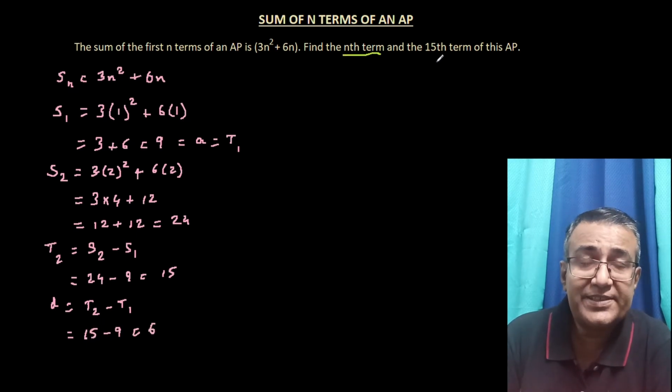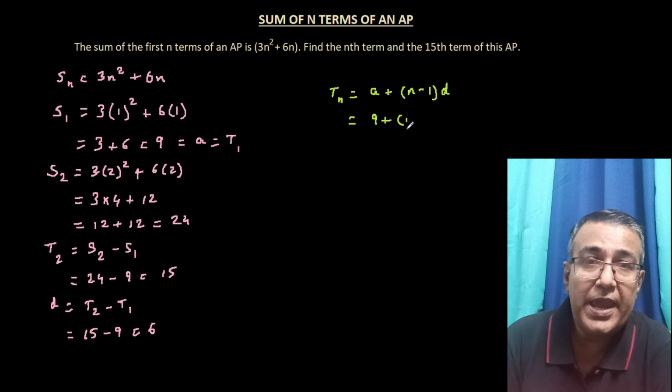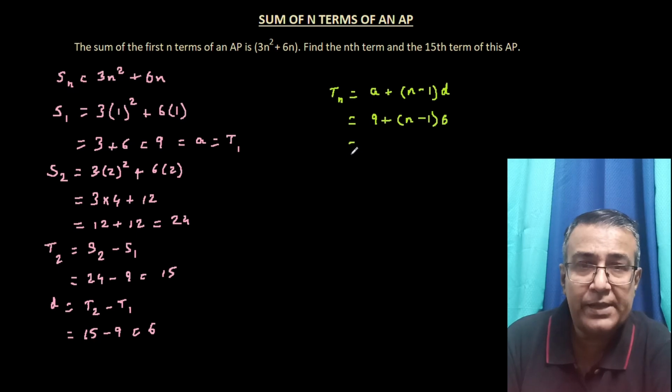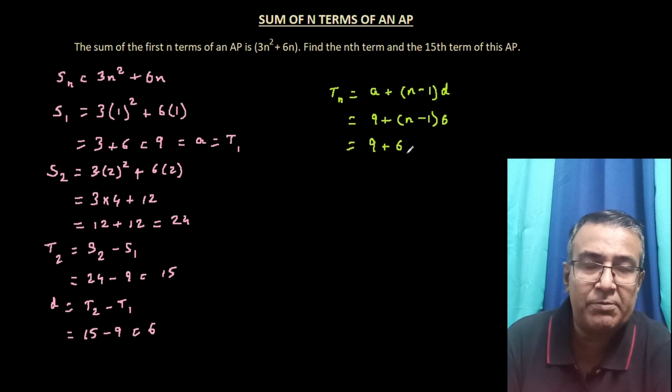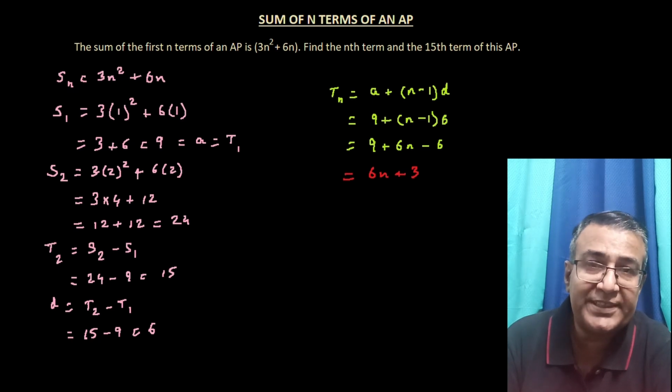And now, since we have to find the nth term of this sequence, we can just write the formula for the nth term, which is Tn is equal to a plus n minus 1 times d. Let's plug in the values. A in this case we know is 9, plus n minus 1. N we don't know, so let it remain as n minus 1, and d is the common difference, which is 6. Let's open the bracket, so we get 9 plus 6 times n becomes 6n, and 6 times negative 1 becomes minus 6. Let's simplify it, and we get 6n plus 3. So the nth term of this AP will be given by the formula 6n plus 3.